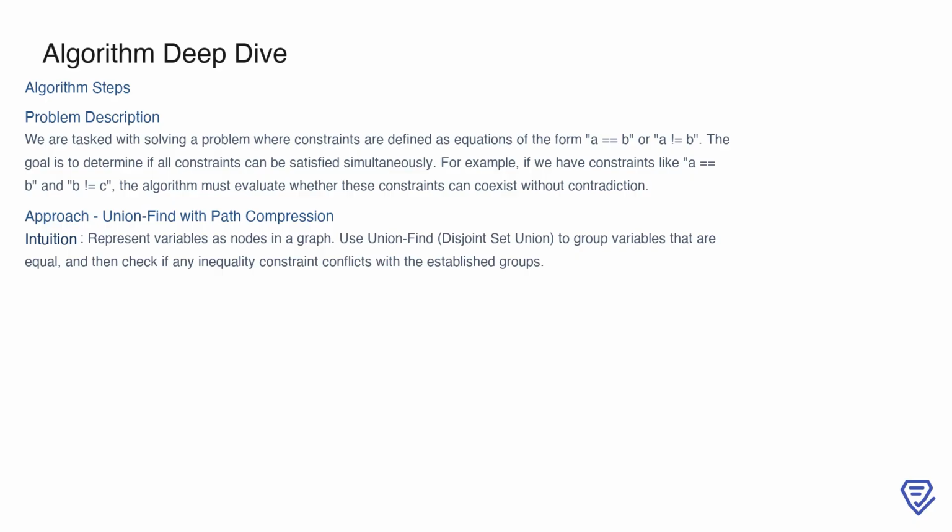The approach we use is based on the union find data structure, which is also known as disjoint set union. The intuition is to treat variables as nodes in a graph and use union find to group variables that are equal. Once these groups are formed, we can then check if any inequality constraint violates the structure of these groups. This method is efficient and leverages the power of graph-based algorithms to solve the problem systematically.